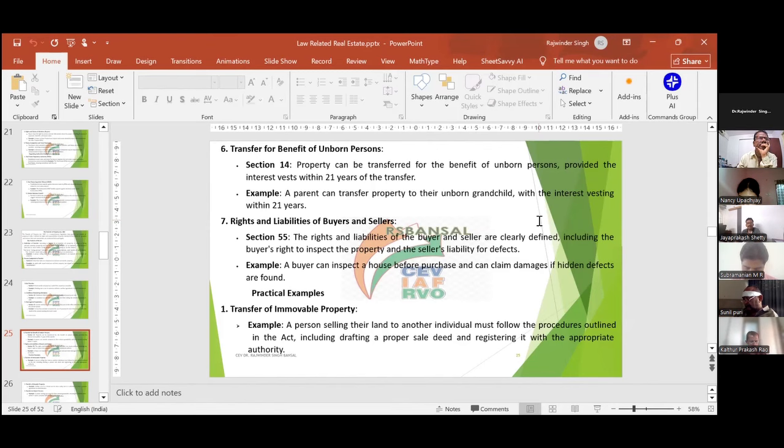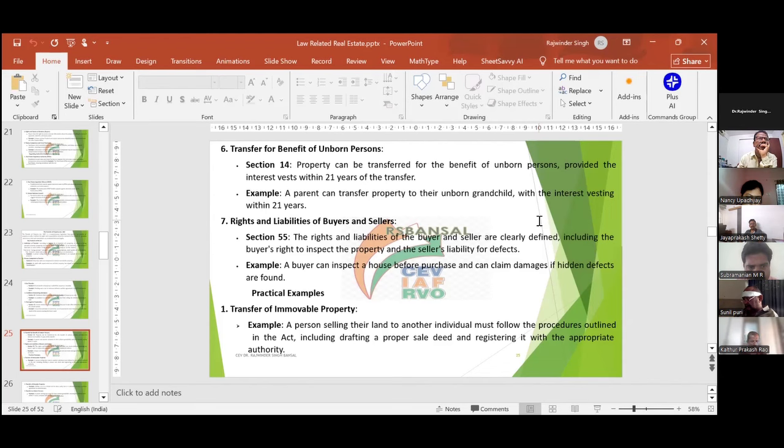Then rights and liabilities of buyers and sellers. What are the rights and liabilities of buyers and sellers? Section 55 gives the rights and liabilities of the buyers and sellers. All these things are clearly mentioned in this section 55. It includes the buyer's rights, the seller's rights, the seller's liabilities, and the buyer's liabilities. All these things are given in section 55.